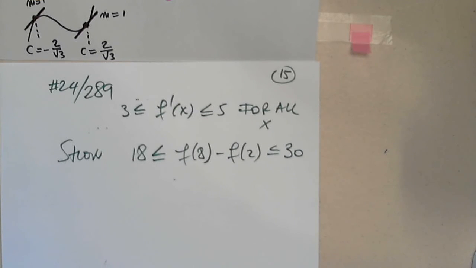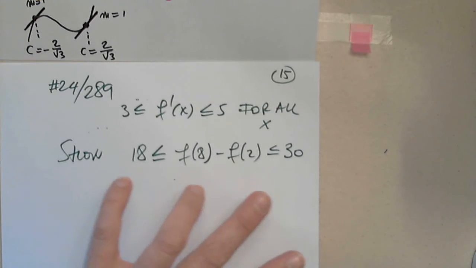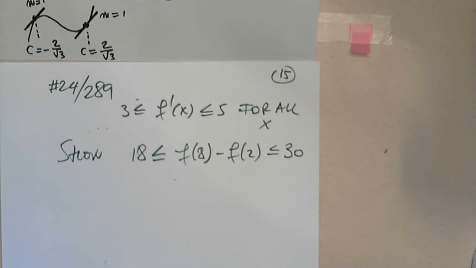Okay, so let's read the problem. We don't really have much to read, but it says, suppose that f prime, the derivative, is bounded from below by 3 and from above by 5 for all values of x, and show that f of 8 minus f of 2 is between 18 and 30.